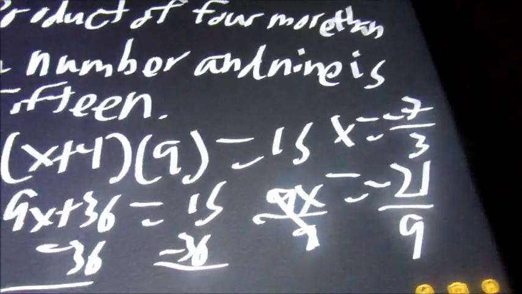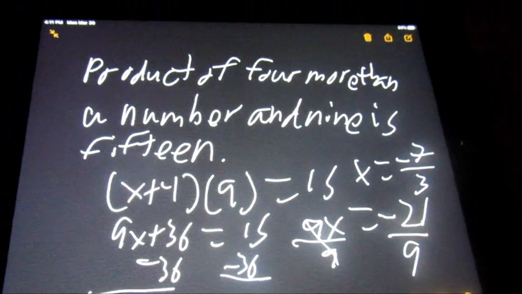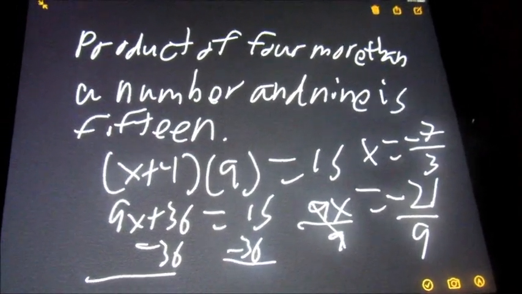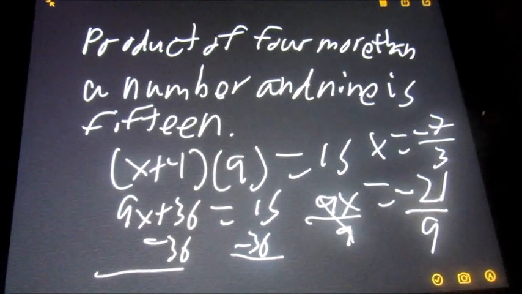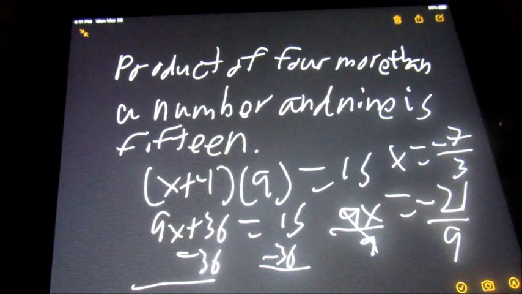And that is it for 2.2. Pay close attention to this one as well. The and is where the multiplication is. And everything before that is going to be in parentheses times whatever is after the word and.